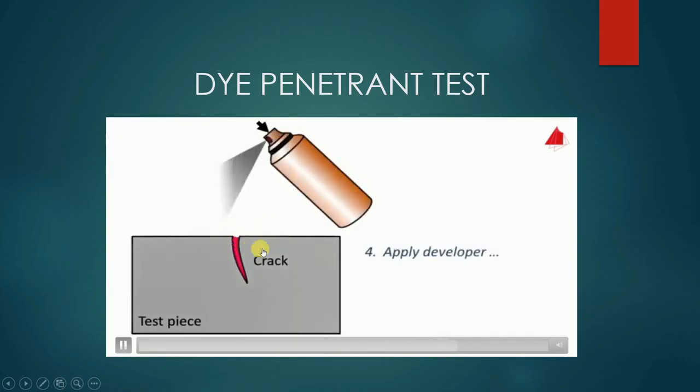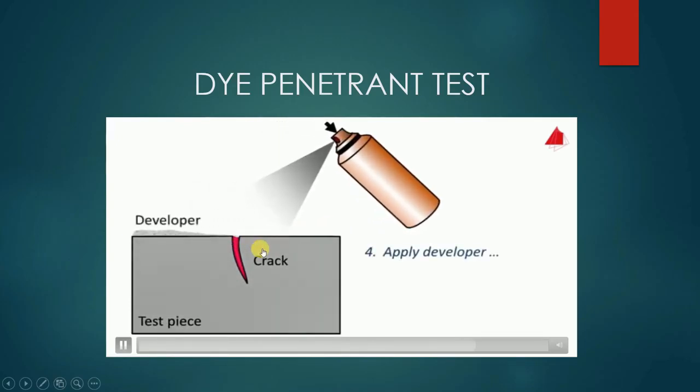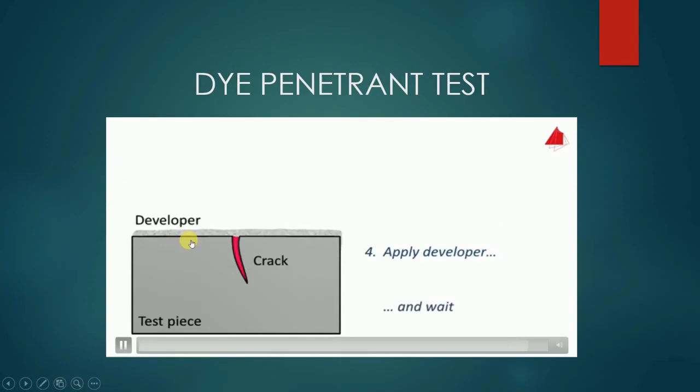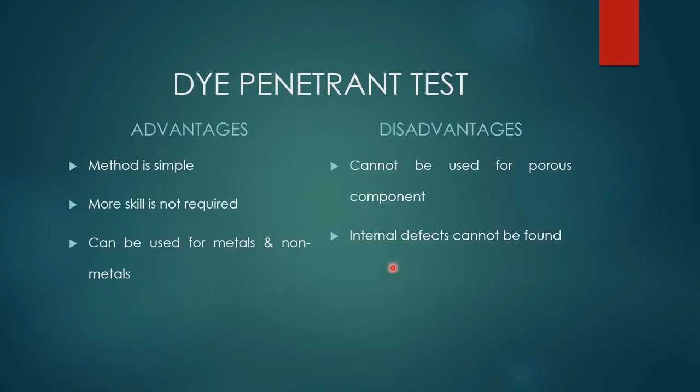Then developer will be used, which is of powder form or liquid form, having white color. After applying developer, we have to wait. So the developer will soak up this particular penetrant. So this will indicate to us that something is present over here, just like a crack, right? So this was the dye penetrant test. Let's see its advantages and disadvantages.